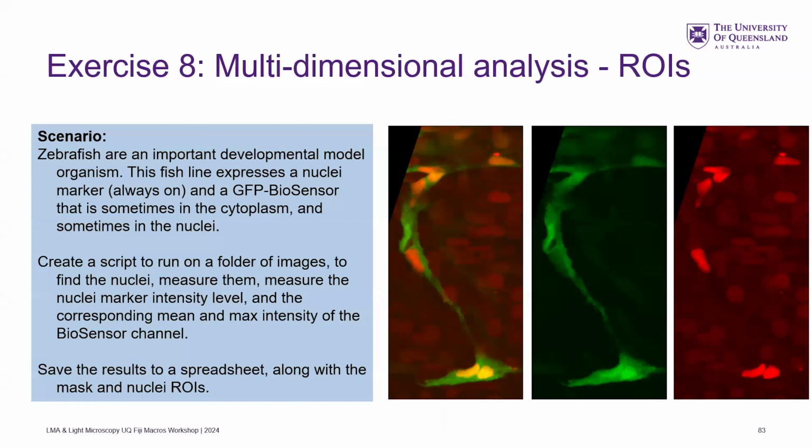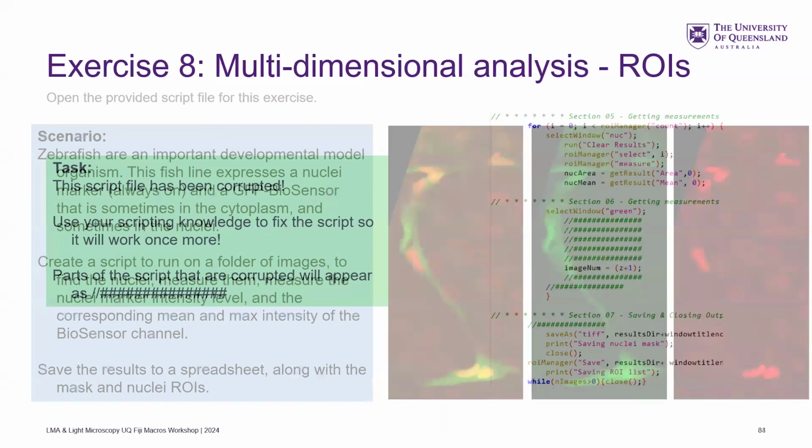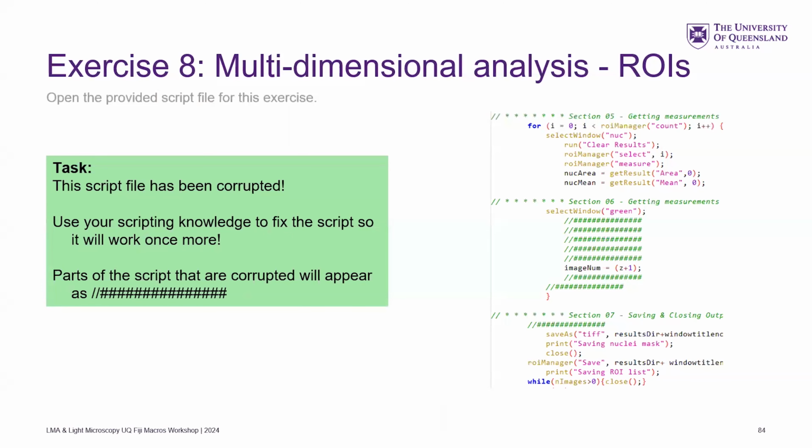So the task was to create a script that would run on a folder of images, find the nuclei, measure the nuclei intensity marker of the other channel, and the max intensity value of the biosensor channel, and then report all that out to a spreadsheet. So that's what we did. And so now the next exercise is you've got to do it all again. No. It's not worth making you reinvent the wheel. So I run this scenario and oh no, the script file's corrupted. There's a bunch of code that's missing.